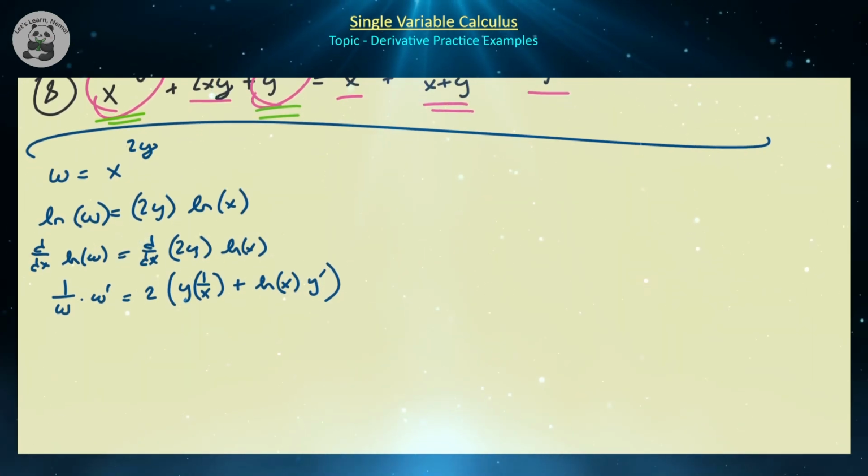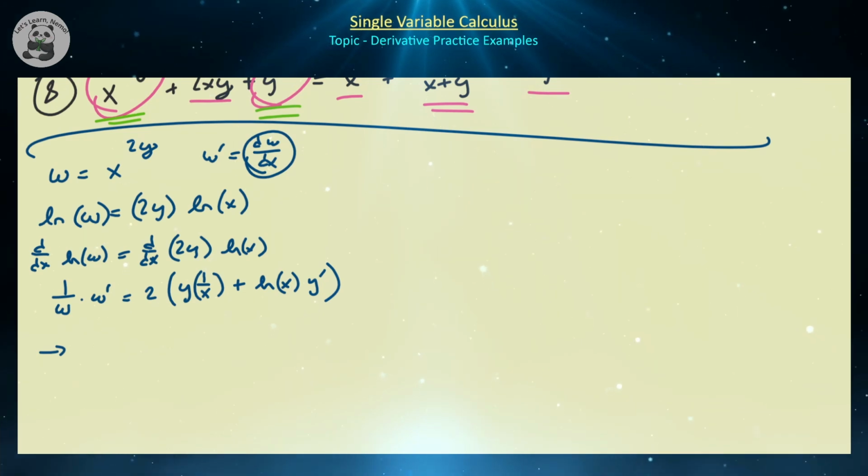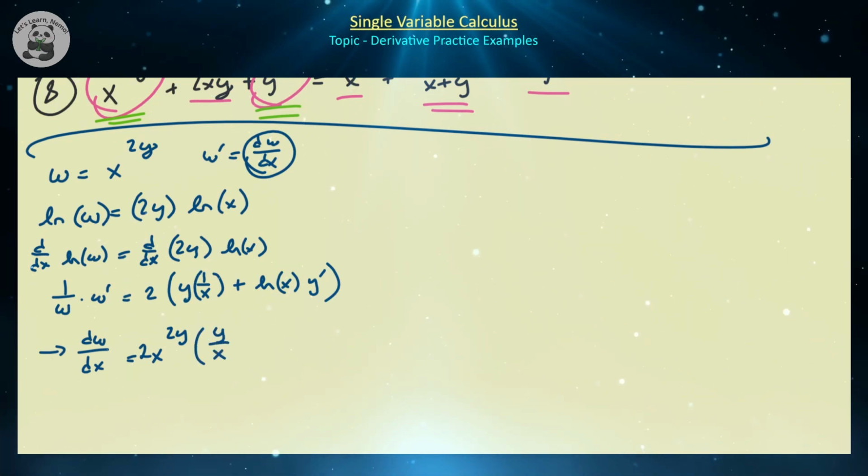And then what I'm going to have is w prime. So w prime, which is just a fancy way of saying the derivative of w with respect to x, which is what I want. Right, so the derivative of w with respect to x is just going to be equal to w, which is x to the 2y, times a 2 there, and then we're going to have y over x plus the natural log of x times y prime. Right, so that's going to give us the first expression.